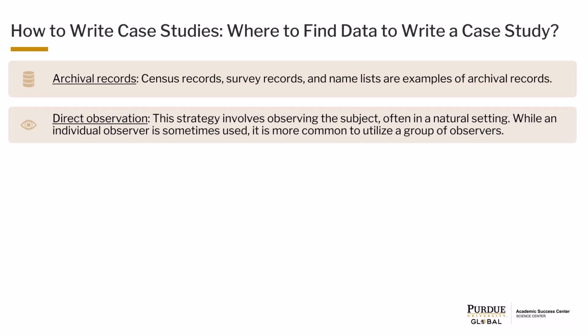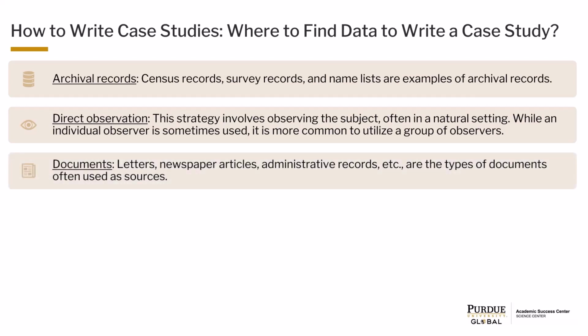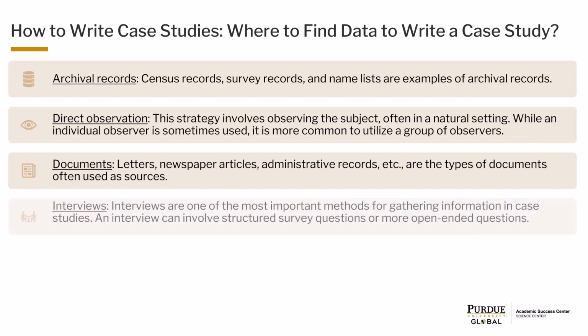Archival records to gather data for your case study include census and survey records, while direct observation involves observing the subject. This generally occurs in the subject's natural setting. Many times, this type of observation is done by a group of observers. When looking at documents to help with data for writing a case study, one may use letters, newspaper articles, and administrative records.